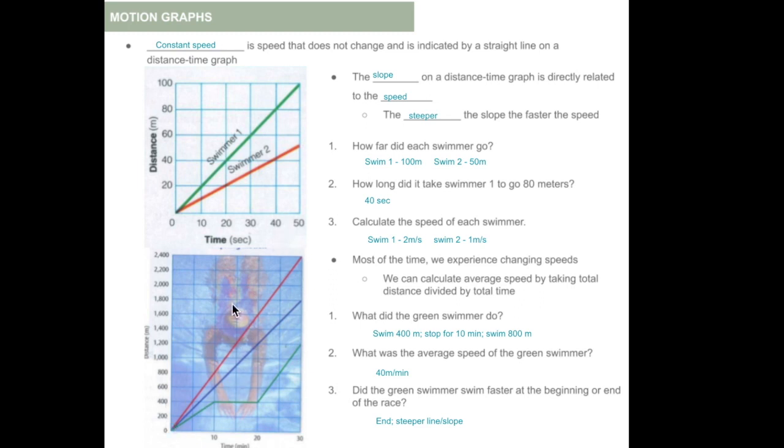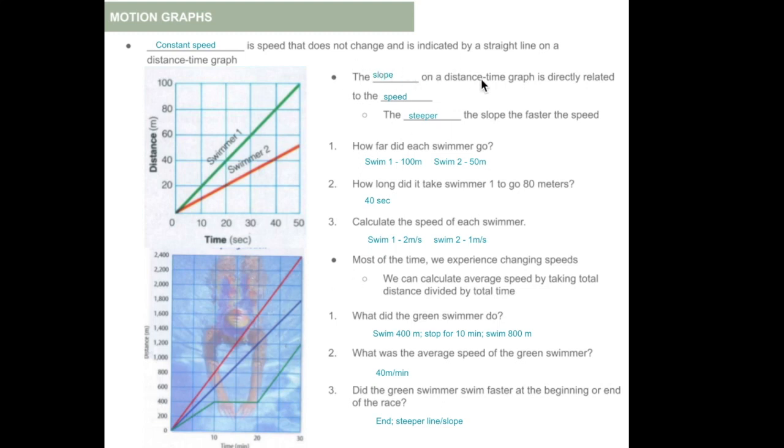Sometimes we can have curved lines. That would mean that the speed is changing. So all of the examples that we're going over are going to be a constant speed because they have a straight line or a straight slope. Even though this one does change, it's not changing constantly like in a slope or in a curve.